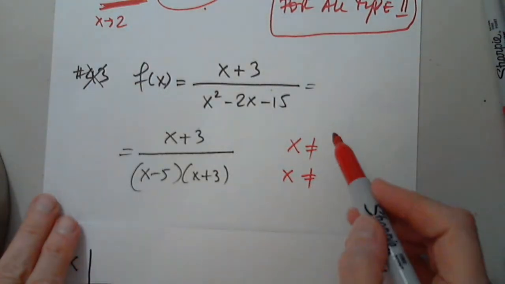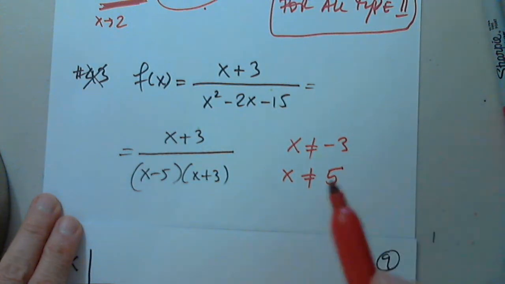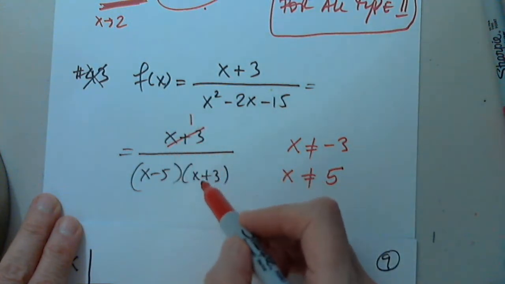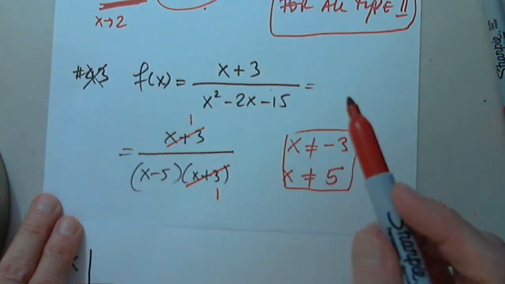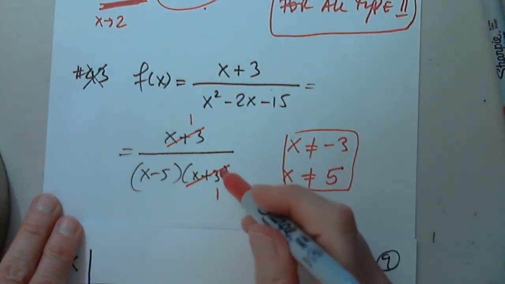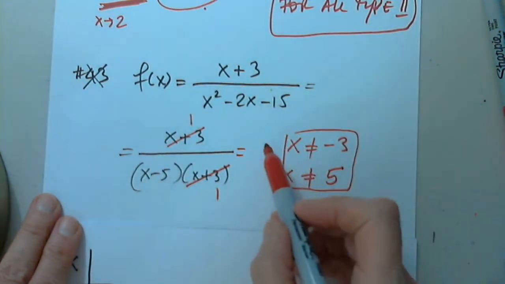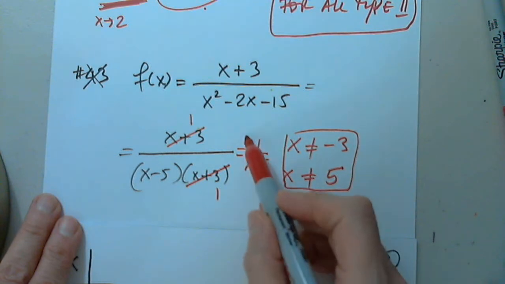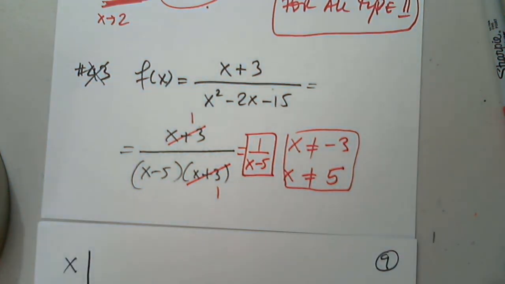Negative 3 and 5. Excellent. And now I can simplify, but not before I state this. Because if I simplify before I state restrictions, then I miss something very important. So we always state restrictions and then simplify. So this is, what type is it? Obviously, it's a rational function, but is it type 1, type 2, or type 3?